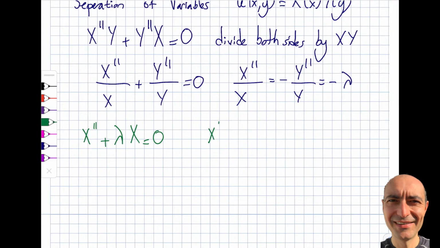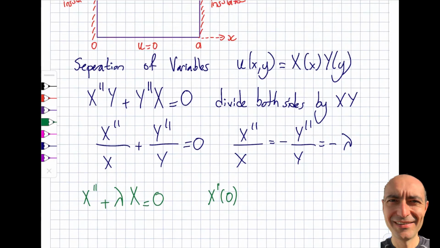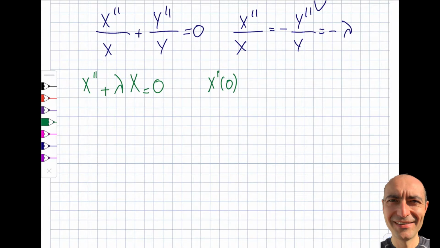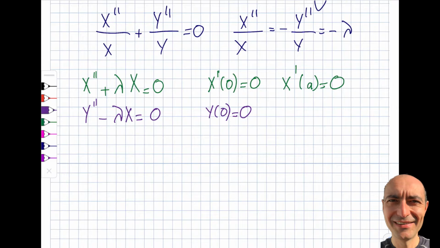But the boundary conditions are going to be different because I'm specifying the derivative. Looking over here, I'm looking at the derivative in the x direction. X'(0) will be equal to 0, and the second boundary condition will be X'(a) is equal to 0. The right hand side also is insulated. Let's use another color. Y'' minus lambda Y is equal to 0, and this is actually easier. This one, Y(0) is equal to 0, you know that, and Y(b) is equal to f(x), which I need to investigate. So I'll start with the first equation like I did many times.